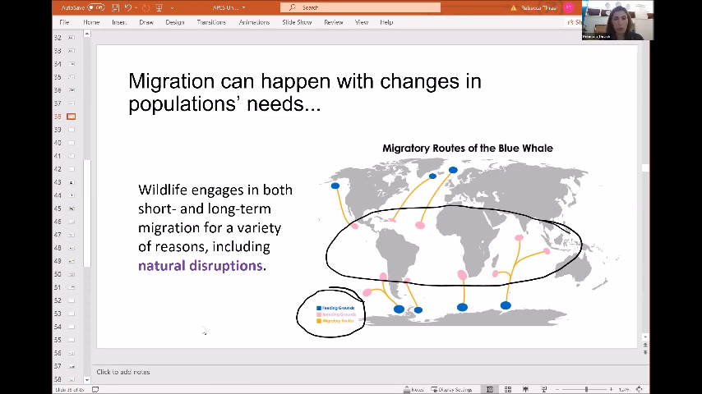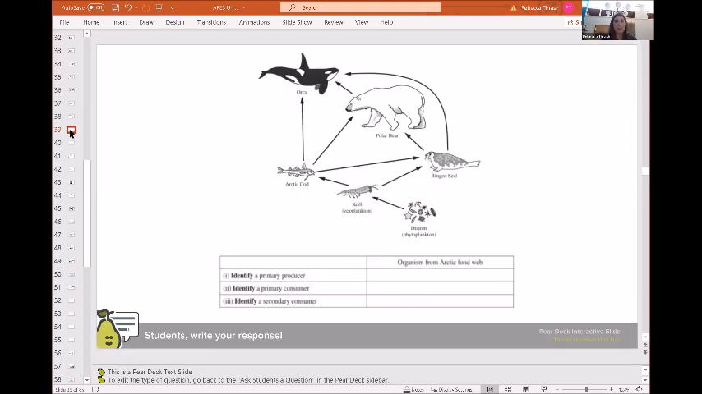Primary productivity and food availability is really important, but this also comes back when we start talking about natural disruptions. All right, so a little bit of practice here. This is exactly what I was talking about with the AP exam. So really quick, from this food web, can you identify a primary producer, primary consumer, and a secondary consumer?